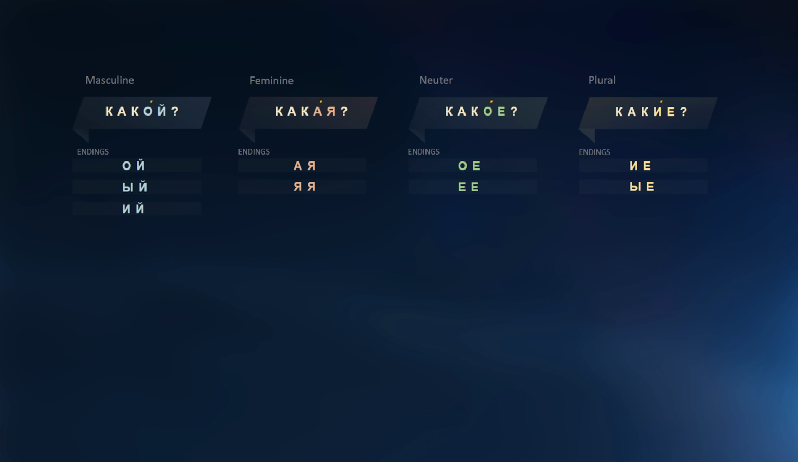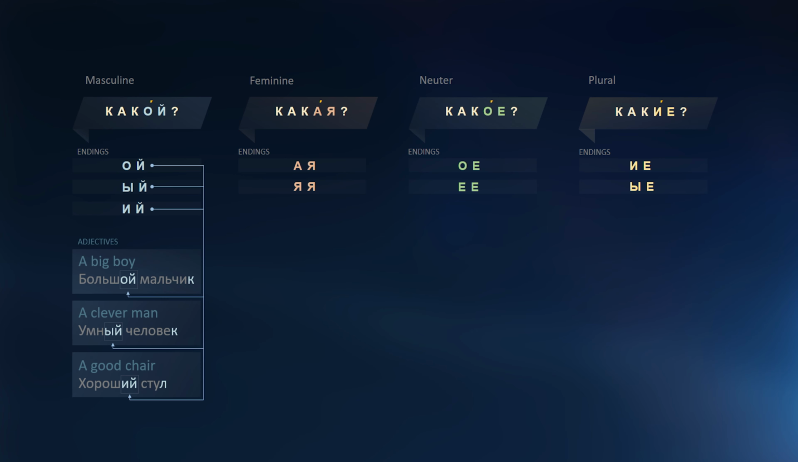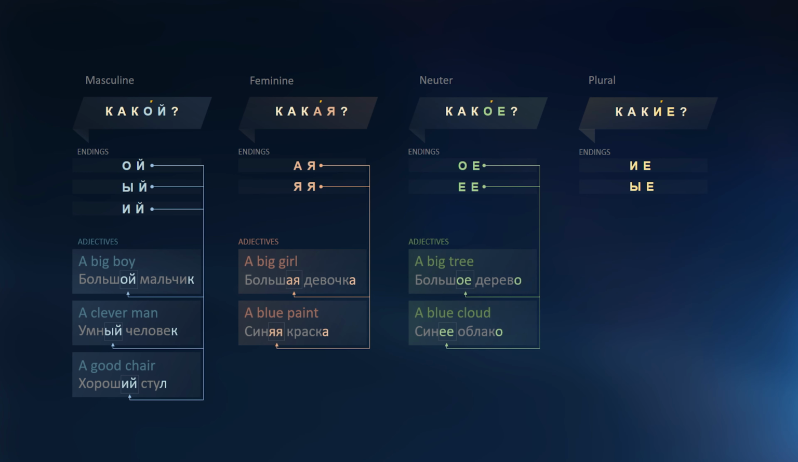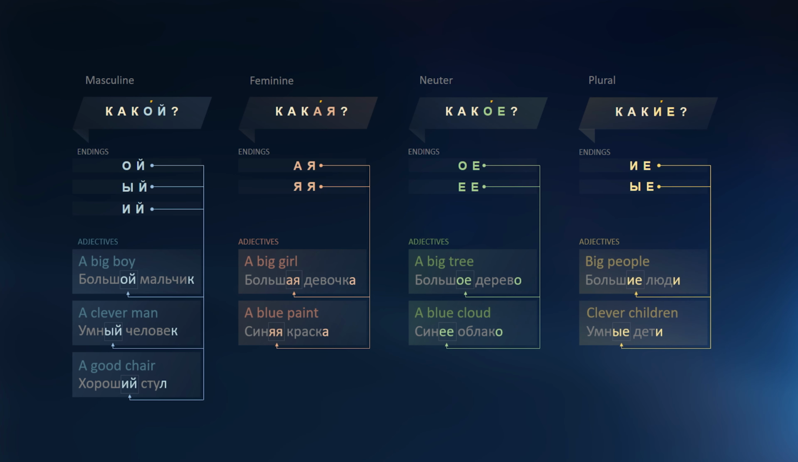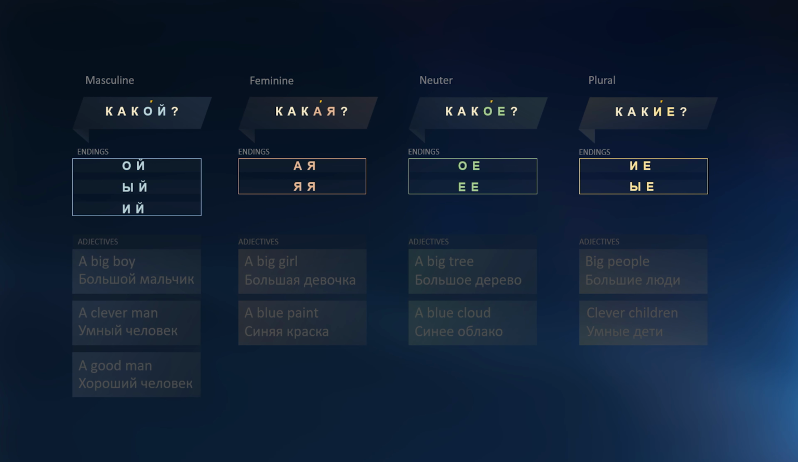As you remember, grammatical gender affects adjectives as well, and we can establish it by their endings. Let's have a look at some examples. Большой мальчик. Умный человек. Хороший стул. As you see, an adjective is strongly connected with the noun's gender and has its own ending. At the same time, you may have noticed that in each column we have a few options. Probably you have a question: what ending to use and when?